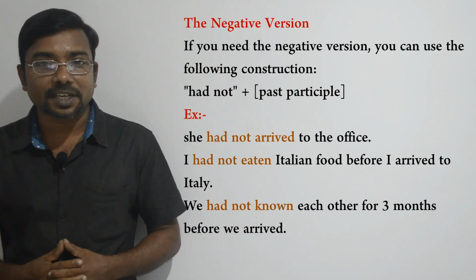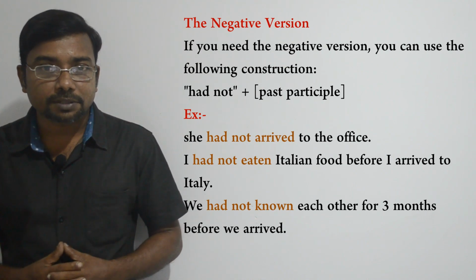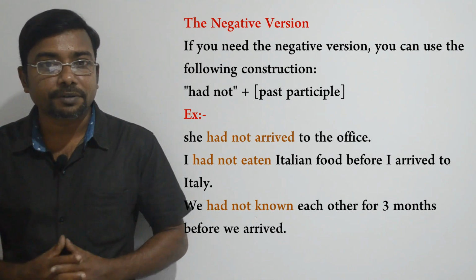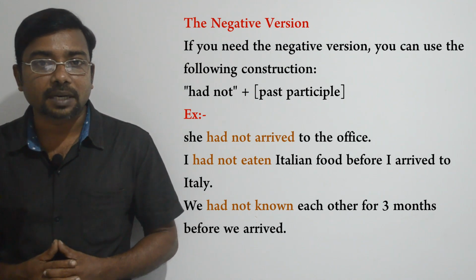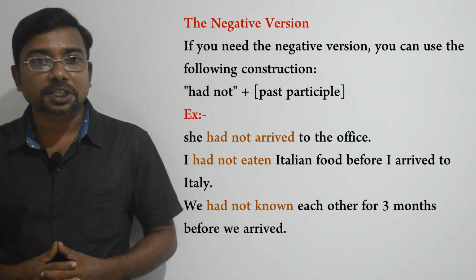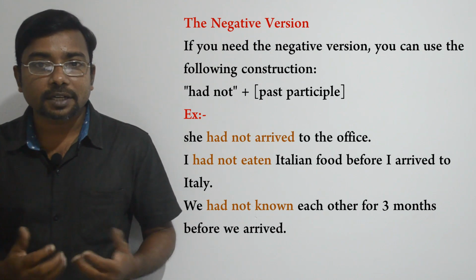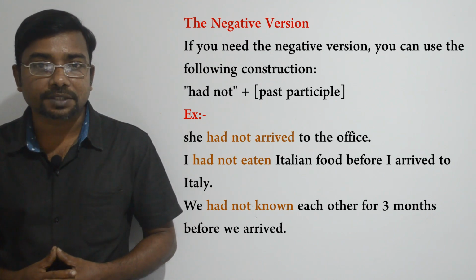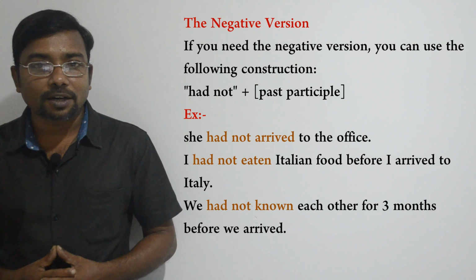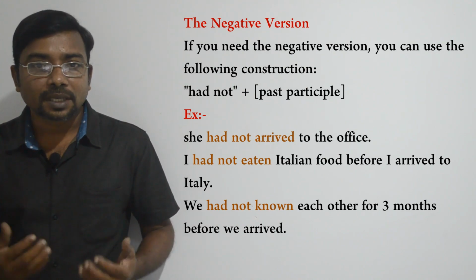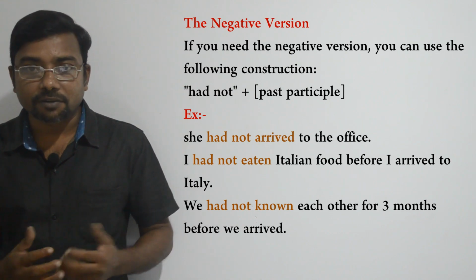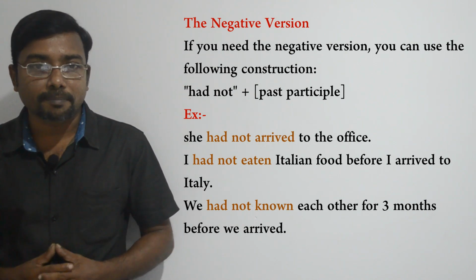Okay everyone, now let's look at how to make negative statements with past perfect tense. Remember, when we make negative statements, we use not between the auxiliary verb had and the verb past participle form. Okay, look at these examples. She had not arrived at the office. I had not eaten Italian food before I arrived in Italy. We had not known each other for 3 months before we married.